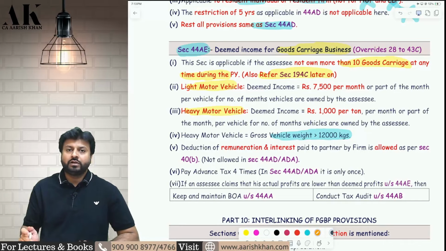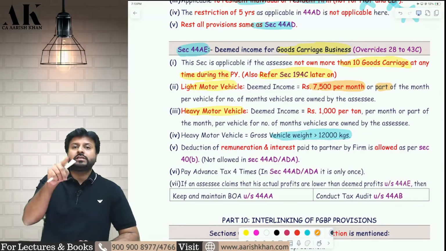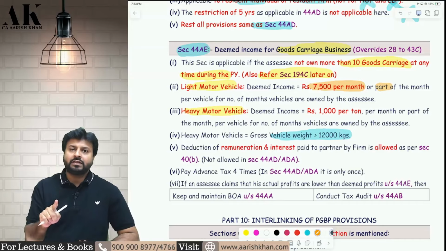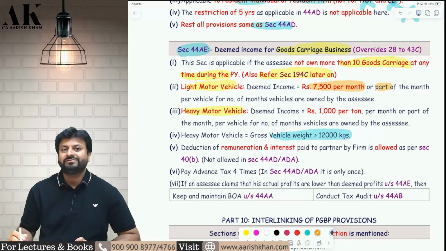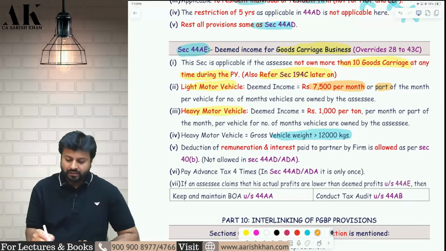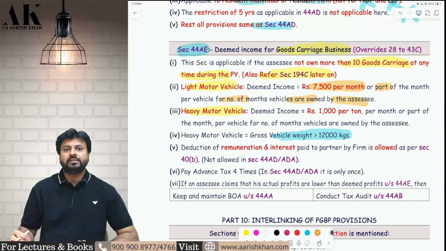So for light motor vehicle, what is the deemed income? It is 7,500 per month, or for part of the month also it is 7,500. For 1 month it is 7,500. For 1 month and 1 day, it is 7,500 into 2. For part of the month also it is 7,500, for the number of months the vehicles are owned by the assessee.